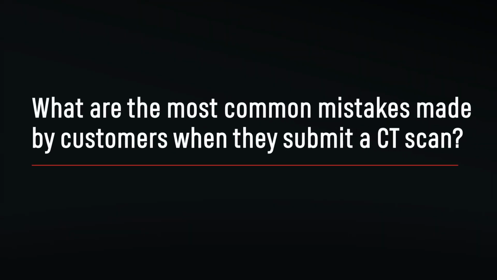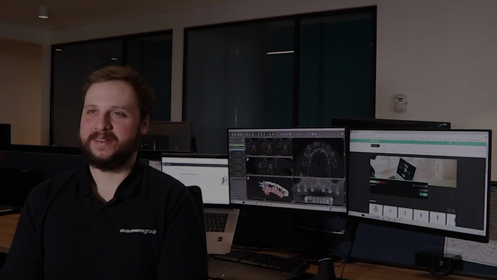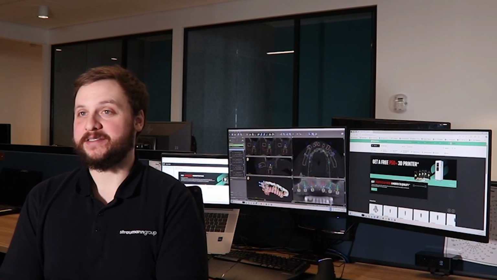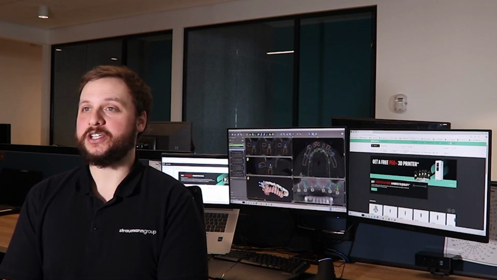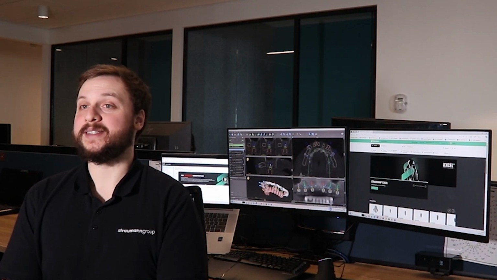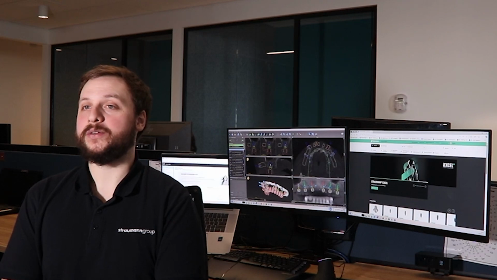What are the most common mistakes made by customers when they submit a CT scan? Many of the CT scans we receive show artifacts such as movement artifacts. It is important to ask the patient not to move or swallow during the scan acquisition. We also receive scans with a limited field of view. Sometimes even the region we're working on is outside the field of view. It is important to inspect the CT scan prior to sending it our way.